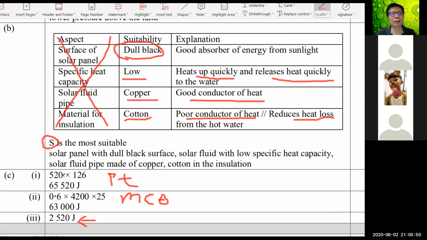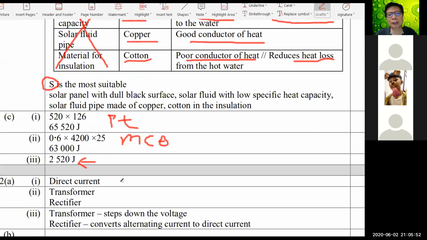Okay, DC is direct current. The better answer, I think, is what I'm going to say now. Direct current is a current that flows in one direction. Current flows in one direction. That is called direct current.